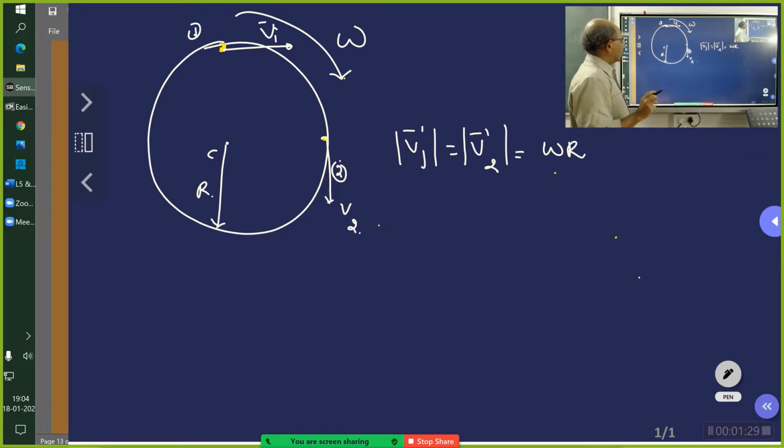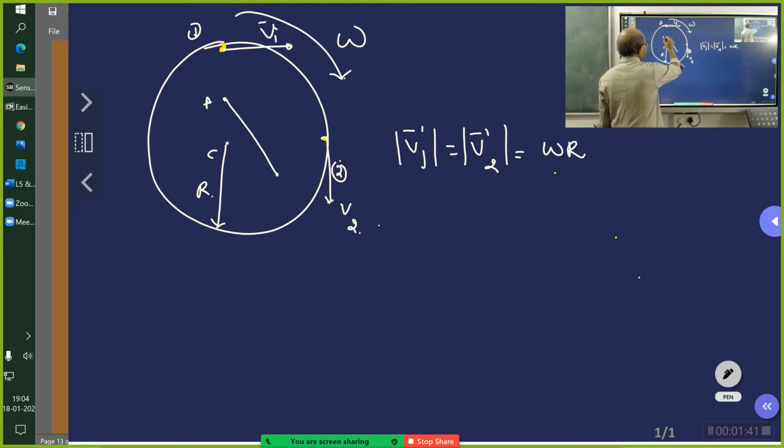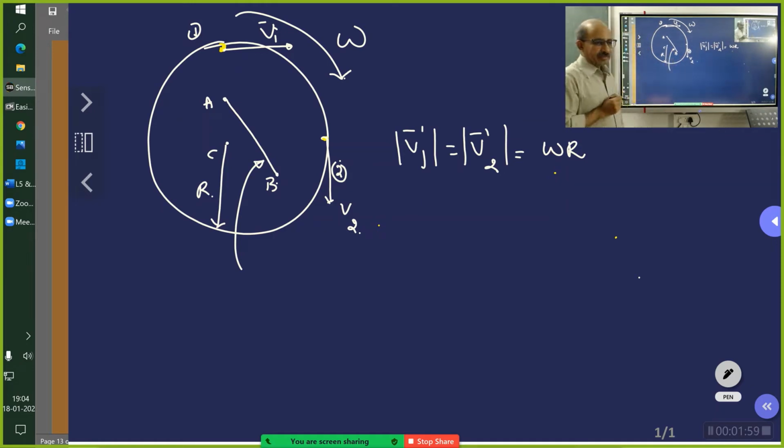Now this is the condition. Now supposing I take any two other particles here, and join them by a line AB. What happens to this line as the disk is rotating? It will also rotate. Now, what is the angular velocity of this line, if the disk is rotating with omega?